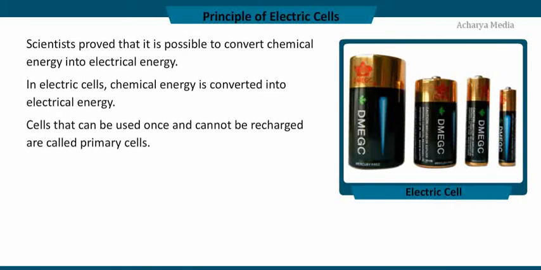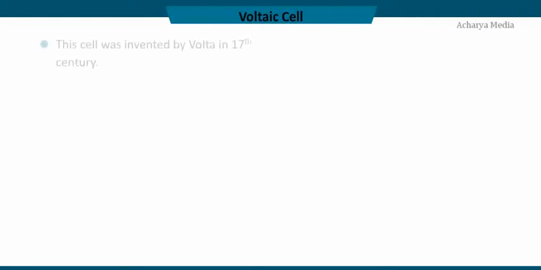Cells that can be used once and cannot be recharged are called primary cells. In this discussion, we are going to learn about the primary cell and its applications. Voltaic cell was invented by Volta in the 17th century. Let us learn how to make a simple primary cell such as the Voltaic cell.